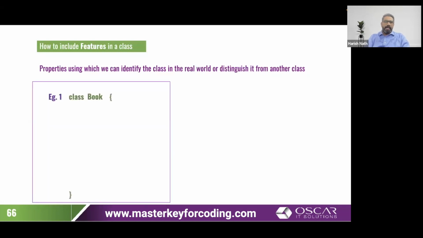So class Book, features, syntax: data type, name. String title, int year of publication, string author name, int edition. So whatever data types are supported in the language, use them to write.